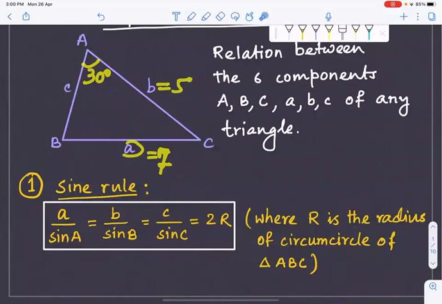If I know that, then I can find the other 3. Other 3 means other 3 components. Here what I know is one of the angles, capital A, I know side small a, I know side small b. These are 3 components that we know.